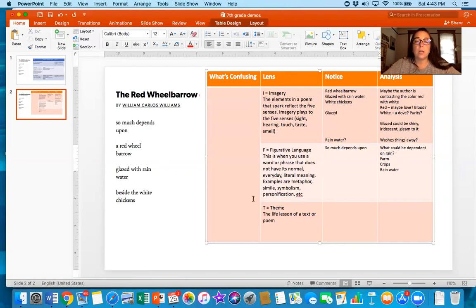As far as other figurative language, I'm not really sure I see anything else here, but remember, whenever you look at a poem, you're going to want to think about similes and metaphors and personification and all of that stuff too. So refer back to those poetry notes.